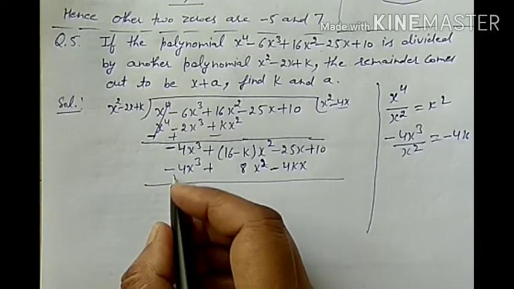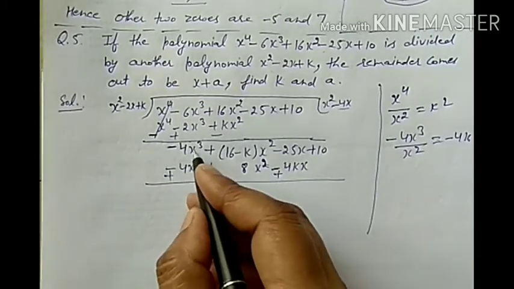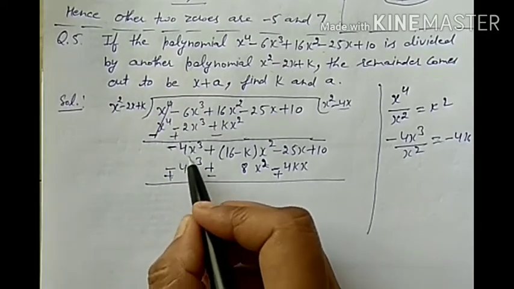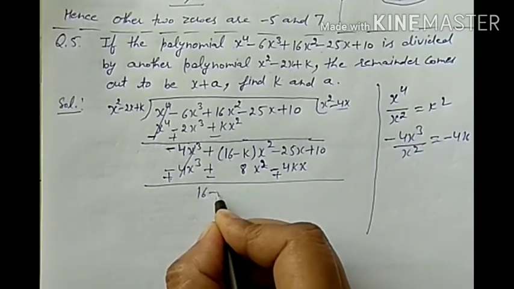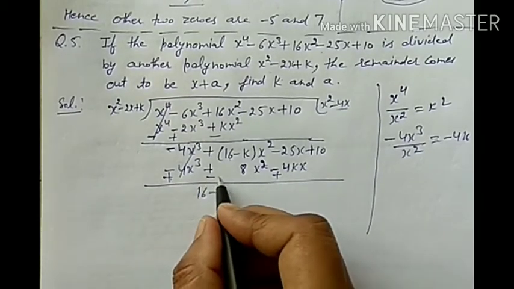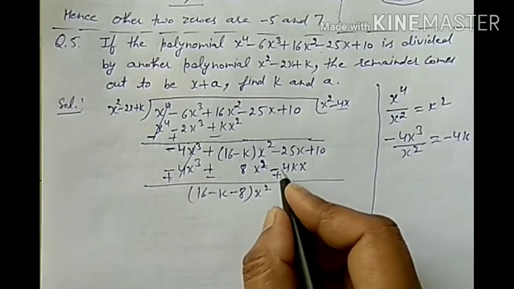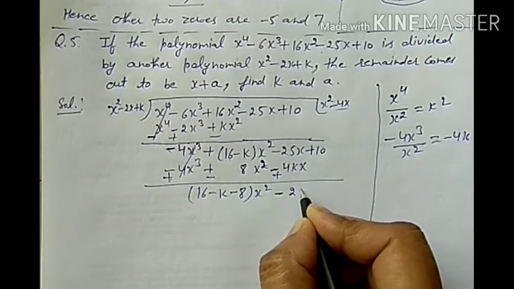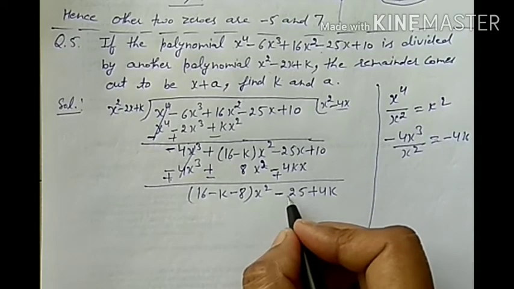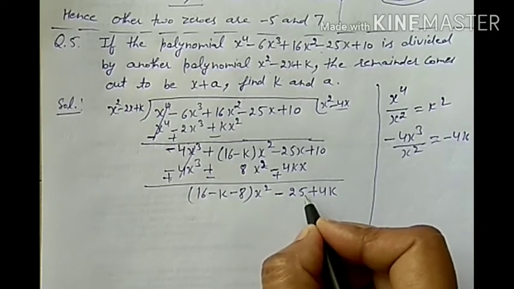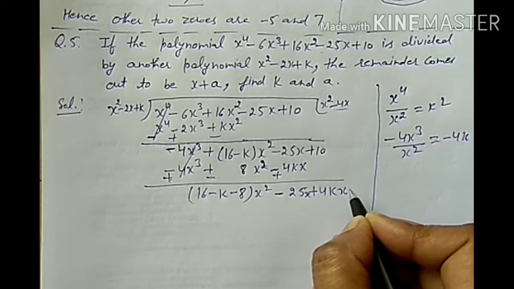So again for subtraction we will change the sign. Same numerical value but different sign. It is negative, it's positive. 16 minus k minus 8 x square, minus 25 plus 4k, and it is 25x plus 4kx plus 10.